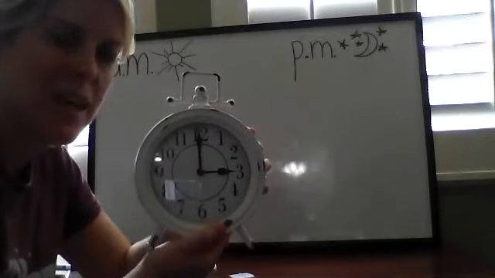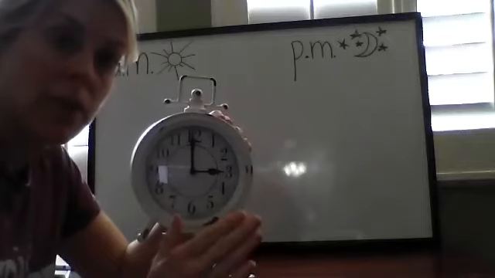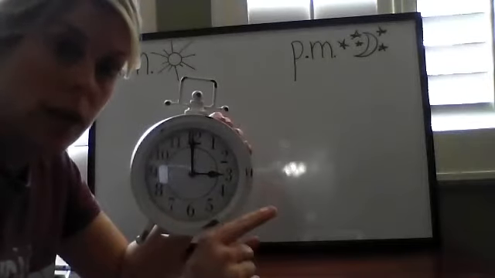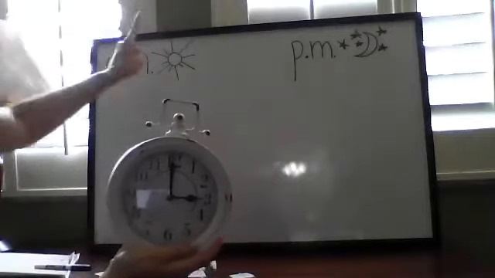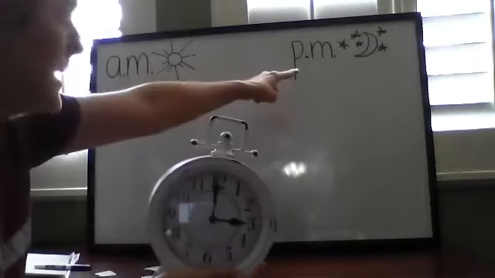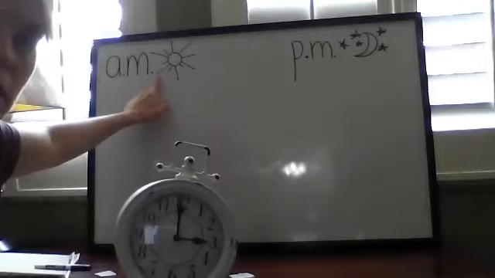3 o'clock, that's right. Here's the deal though, when we're telling time, it could be 3 o'clock in the morning, 3 o'clock in the afternoon. So today we're going to talk about AM and PM. Now for AM, I have a little sun that's shining, okay?